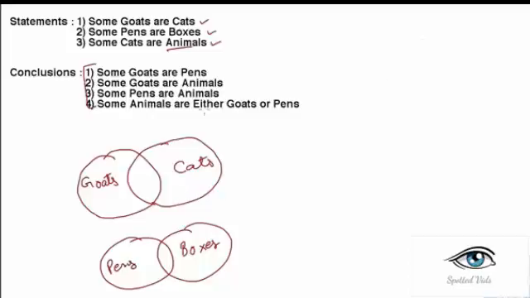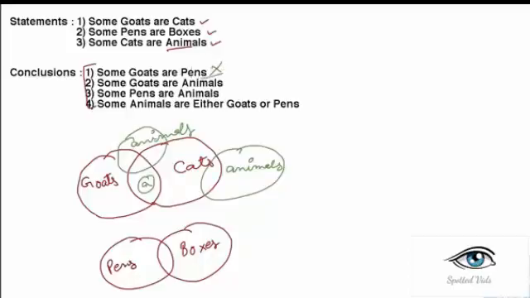Now we will draw all the possibilities for the animals. So some cats are animals. So it can be something like this for animals, or it can be like this for animals, or it can be like this again for animals. So there are these 3 possibilities. Now let's move on to the conclusions. Some goats are pens. So there is no relation between the goats and pens. So this one is false.